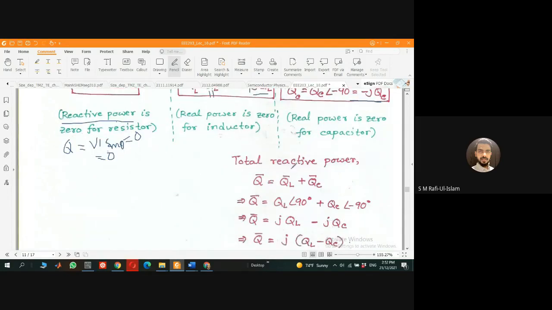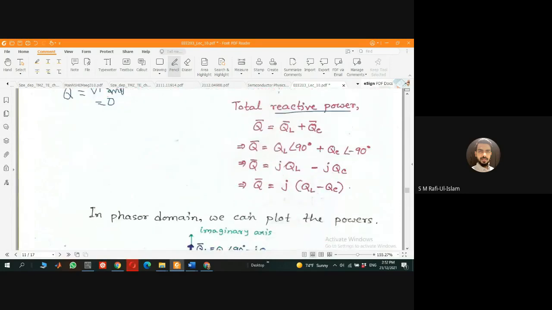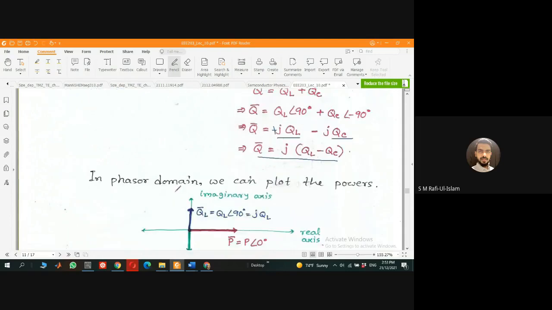So what I wanted to say, the reactive power formula is very simple: whatever the reactive power for the inductor, that will have a positive sign, and for the capacitive reactive power, they will have a negative sign. So the total summation would be just the difference between these two.